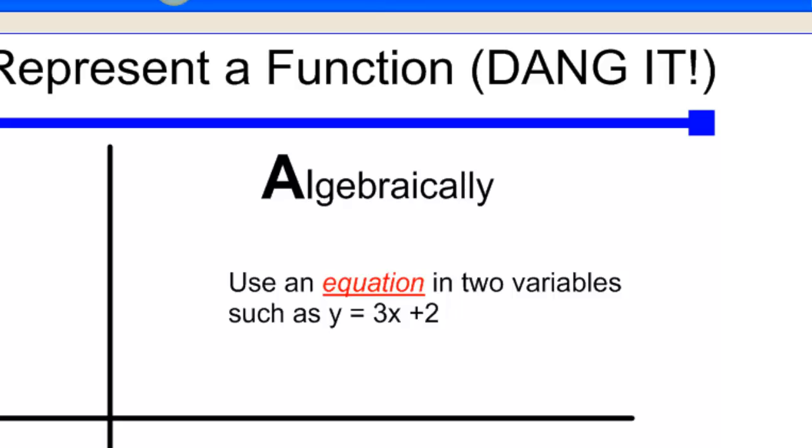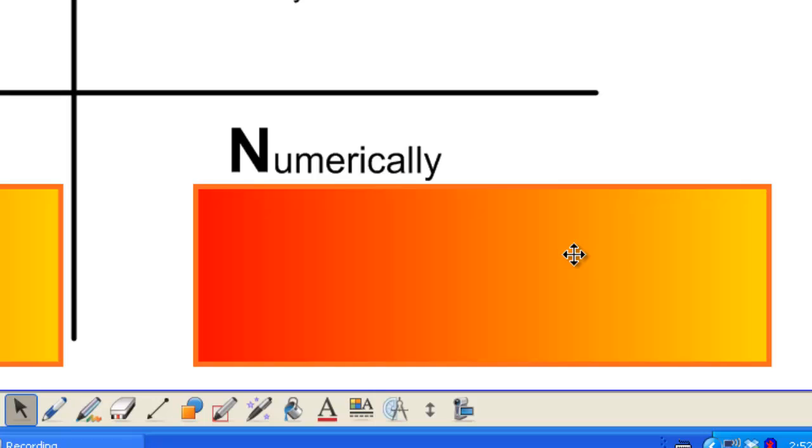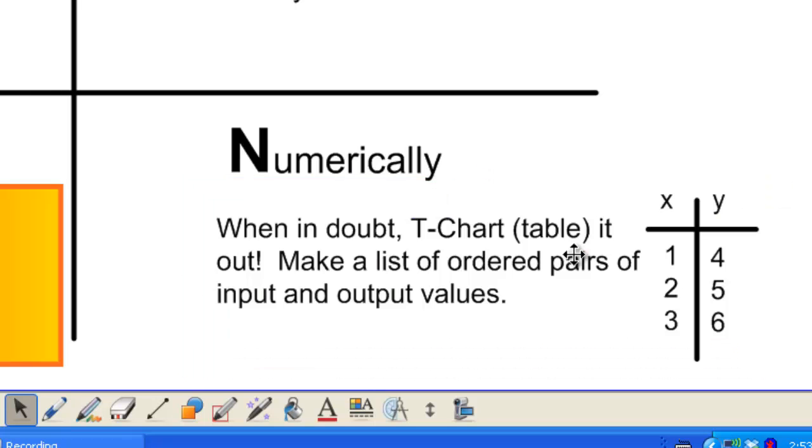So you should be pretty familiar with equations such as y equals 3x plus 2. So that equals is what makes that the equation. The N in DANG IT is for numerically. So when in doubt, T-chart or make a table it out. Make a list of ordered pairs of input and output values in a chart.